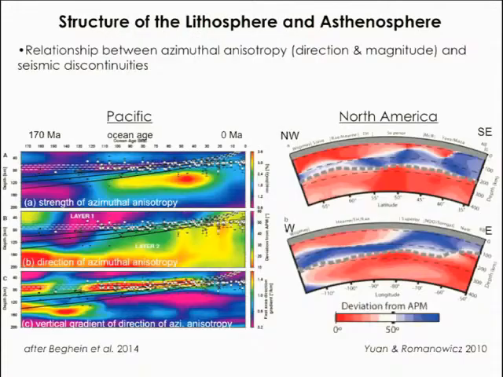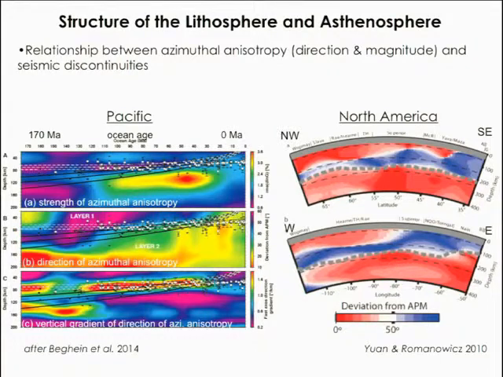Recently, Caroline Beghein and coworkers have identified an association between the discontinuity of the SS precursors and azimuthal anisotropy in the Pacific. On the left here, the panels summarize azimuthal anisotropy averaged over the Pacific plate, so old on the left and young on the right.